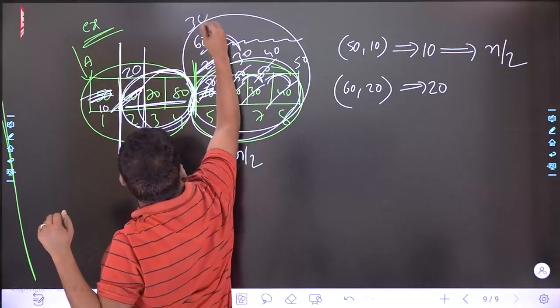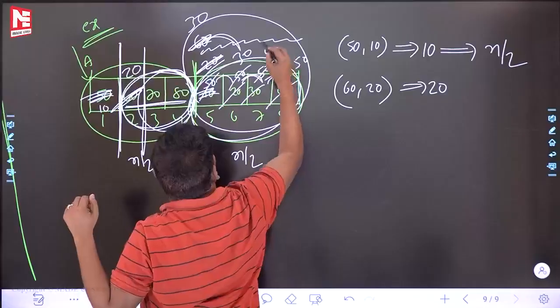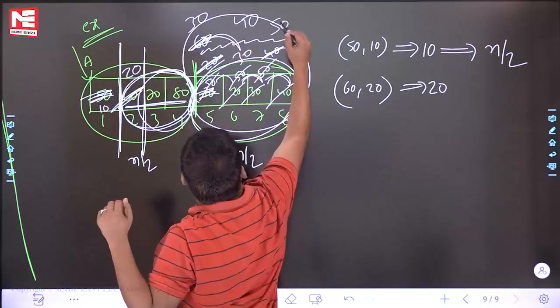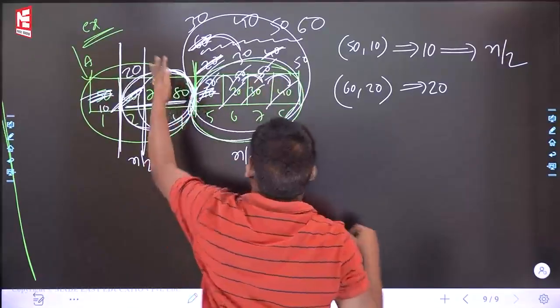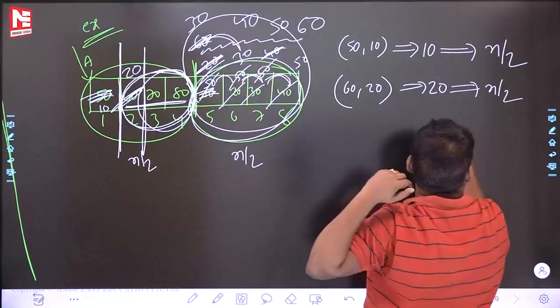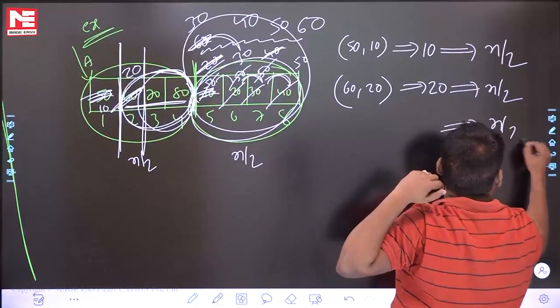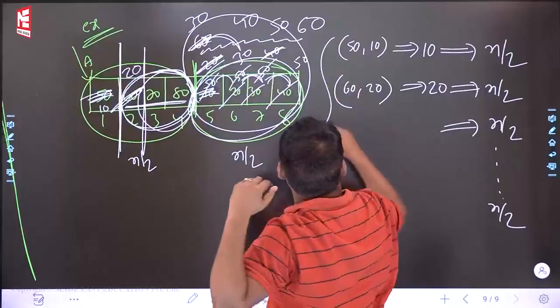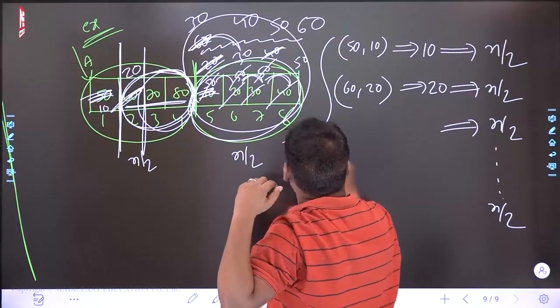60, 30, 30. Next one, 60, 40, 40. Next one, 60, 50, 50. Finally 60 here. So like that, one more scan. What is the answer? For second element also, n by 2. If you want, you can check for third element also, n by 2. It will continue. Can you help in how many times? N by 2 times, because left also contains n by 2.